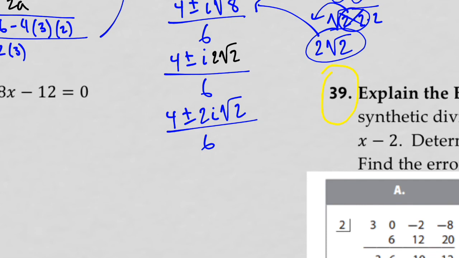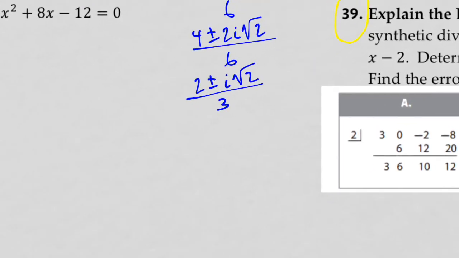And now the last thing to do is notice that the numbers that are outside, only the numbers that are outside, all have something in common. You can divide them all by 2. So let's do that. You divide them all by 2 and you get 2 plus or minus 1i, which is just I, radical 2 all over 3.